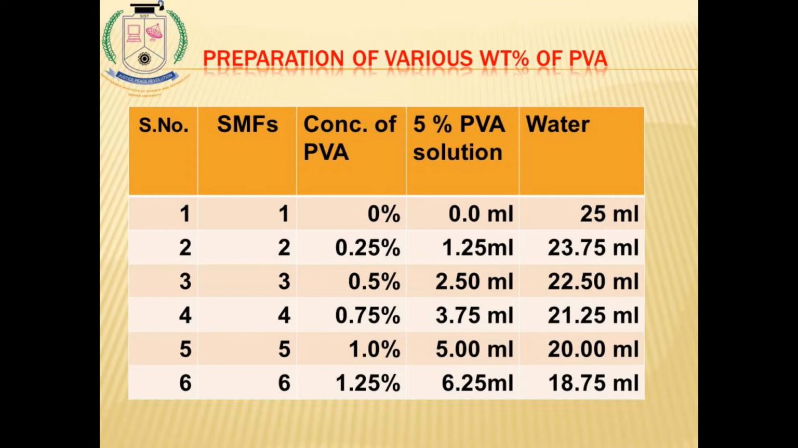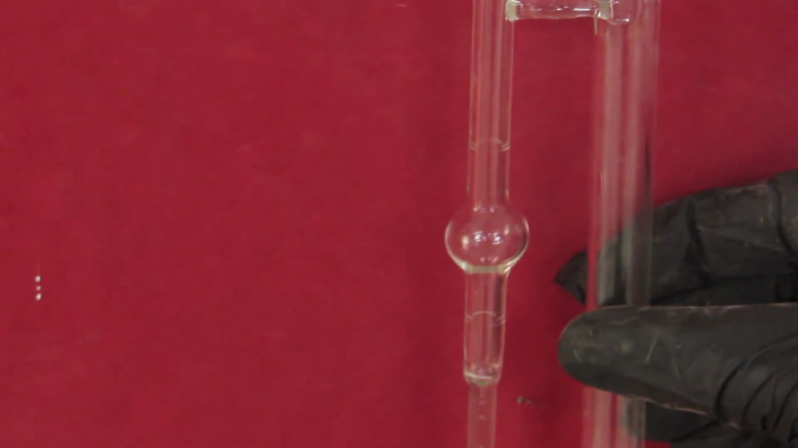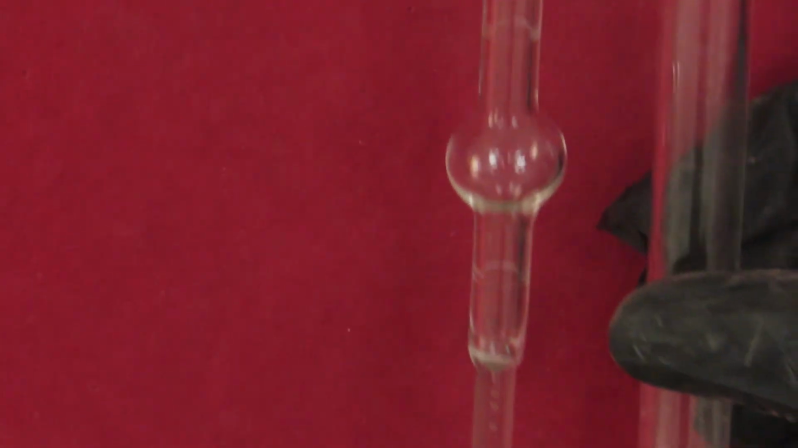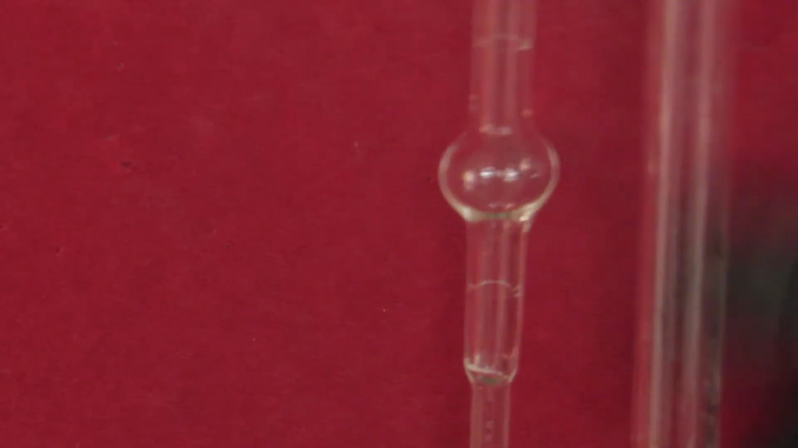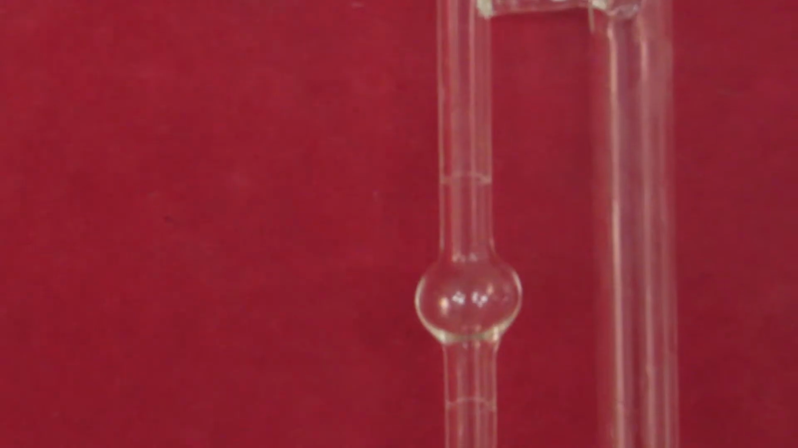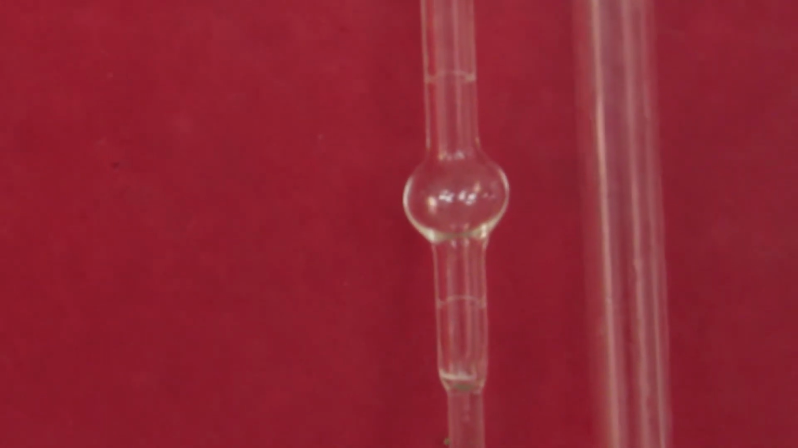This is the viscometer, the U-tube viscometer we are using. This is the calibrated volume, from this point to this point in this video. Here we have a capillary tube on the left side.